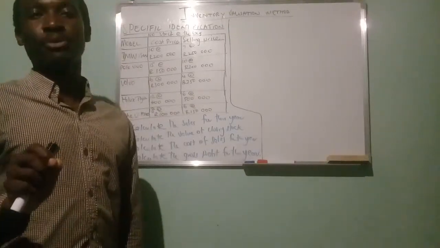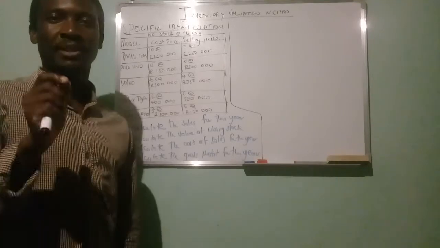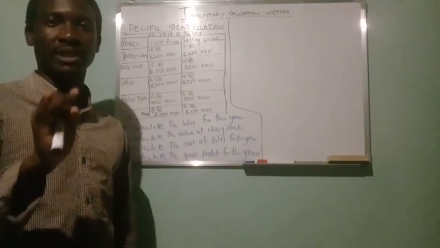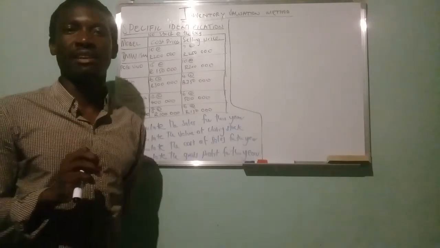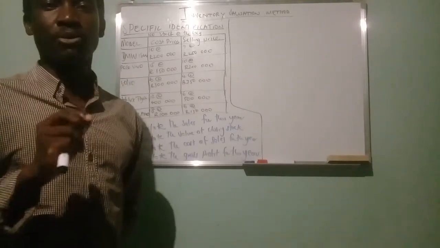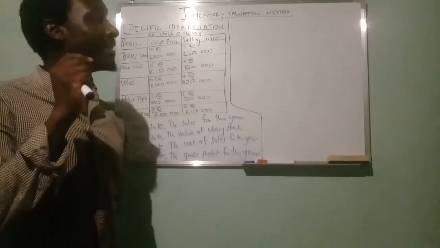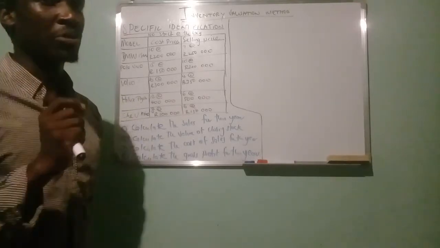Alright. The last time we met, we were discussing inventory, and specifically we were looking at the three valuation methods, namely FIFO, specific, and also the weighted average method. The last time we've already discussed the FIFO method. So today we're going to be looking at the specific identification method.